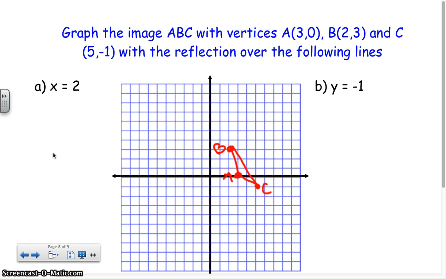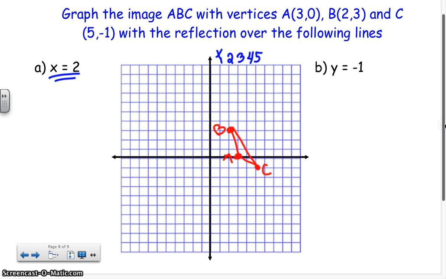All right, my next one. I want to reflect over the following lines. First one, x equals 2. Hey, good thing I showed us that strategy. Again, this line here would be x equals 1, x equals 2, x equals 3, x equals 4, x equals 5. If I'm reflecting about this line, here is my line of reflection for x equals 2. Okay? And when I reflect, I'm equidistant. My new image is going to be equidistant from this line of reflection.